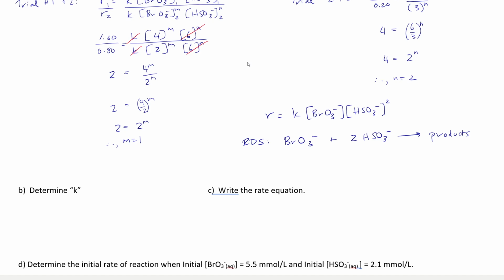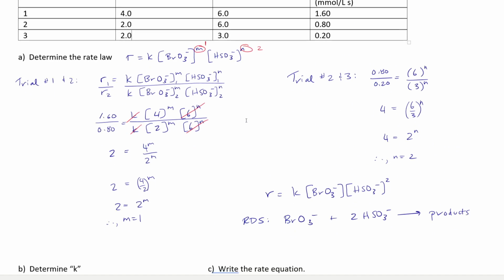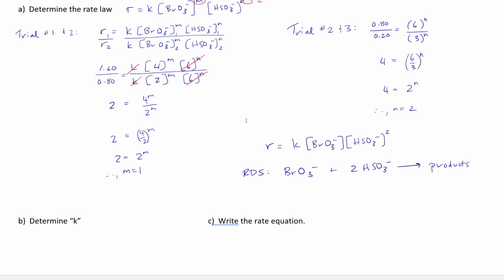All right, but I know that since the reaction relies on bromate and also relies on bisulfite, but relies on bisulfite to the power of 2, I have a clue as to the rate determining step. How would you determine K? Well, K is actually fairly straightforward to determine. All you have to do is take a trial, any trial, insert values and isolate for K.